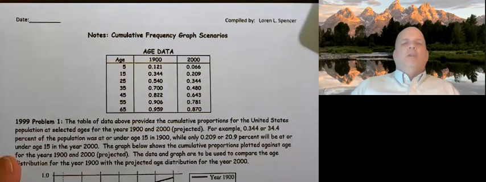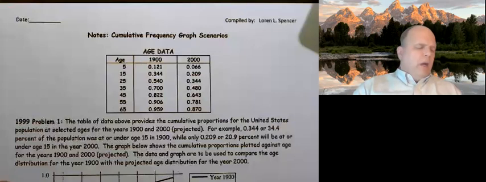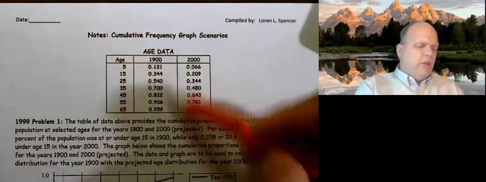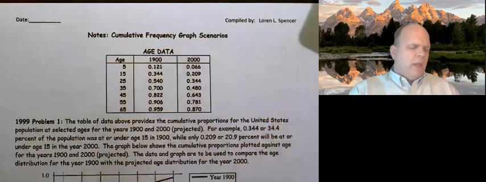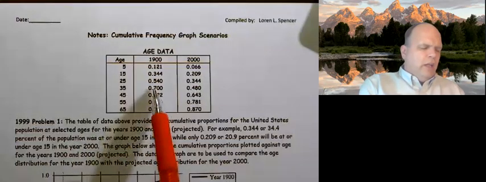All right, more on cumulative frequency. This is a free response question for 1999 on a cumulative frequency chart. This is page 62 of your note spiral. So the scenario: the table of data above provides the cumulative proportions for the population at selected ages for the 1900 section and the year 2000 section. That's projected. For example, 34.4% of the population was under the age of 15 in 1900.